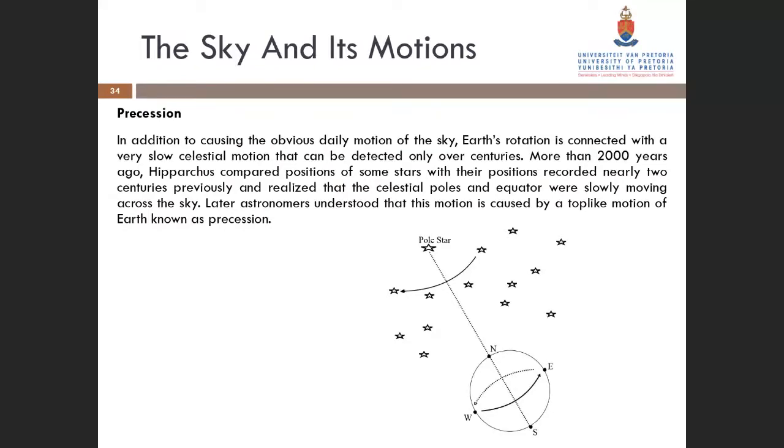In addition to causing the obvious daily motion of the sky, Earth's rotation is connected with a very slow celestial motion that can be detected only over centuries. More than 2,000 years ago, Hipparchus compared the positions of some stars with their positions recorded nearly 2 centuries previously and realized that the celestial poles and equator were slowly moving across the sky. Later, astronomers understood that this motion is caused by a top-like motion of Earth known as precession.